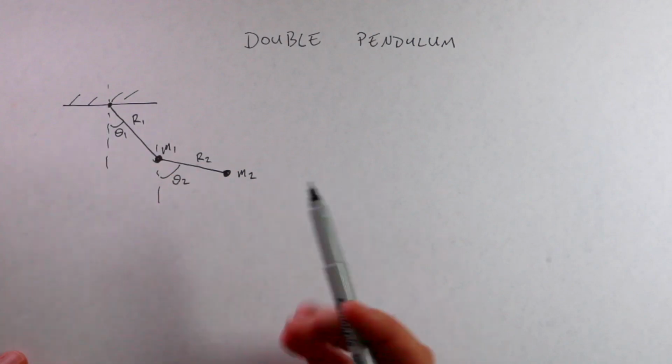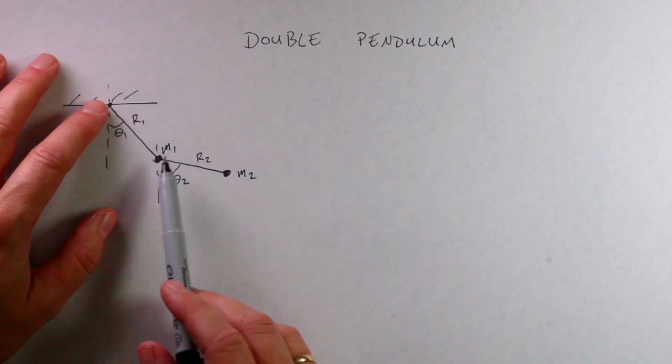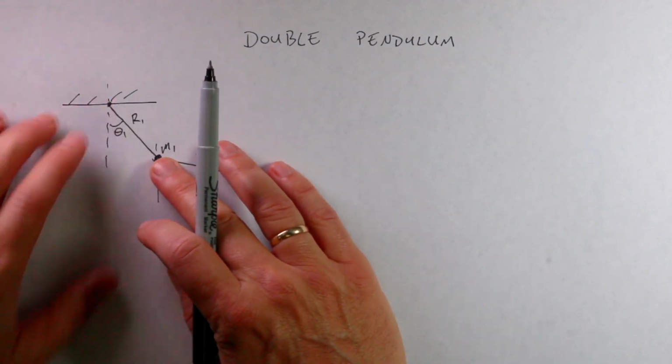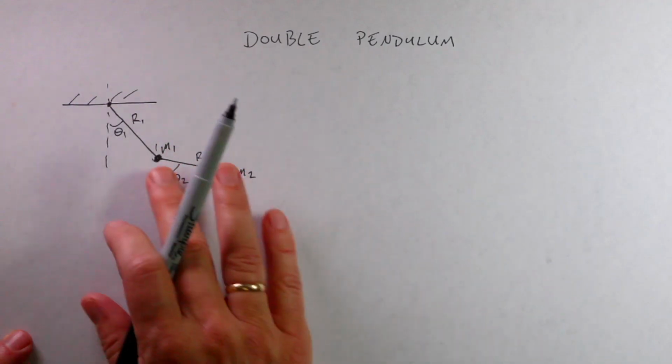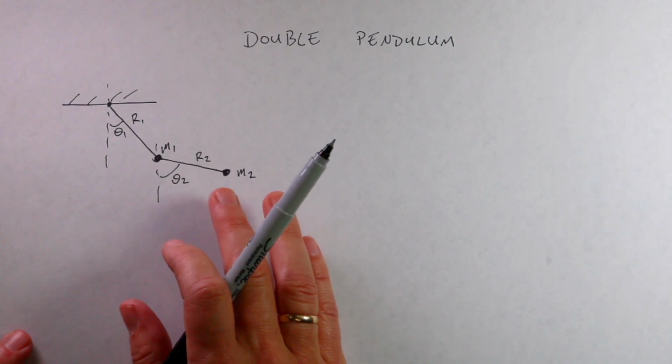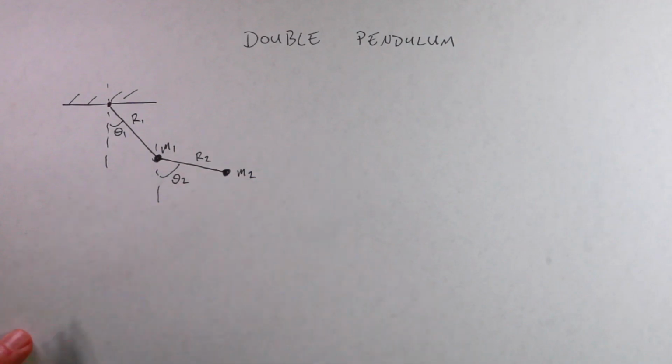Now, what is a double pendulum? Basically, if you had a mass on a string moving in 2 dimensions, that'd be a pendulum. And this is just a pendulum attached to the end of the pendulum. It's a double pendulum.